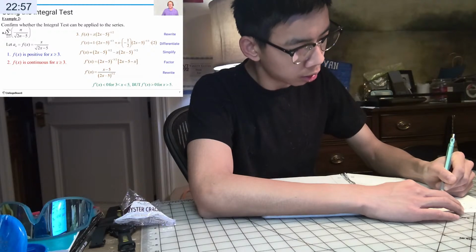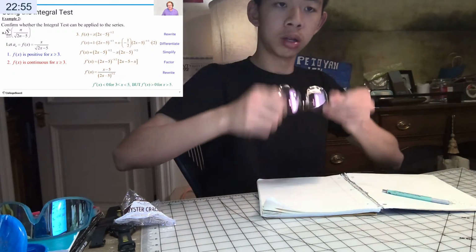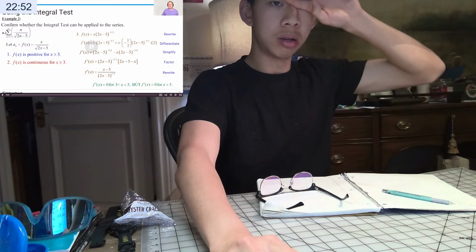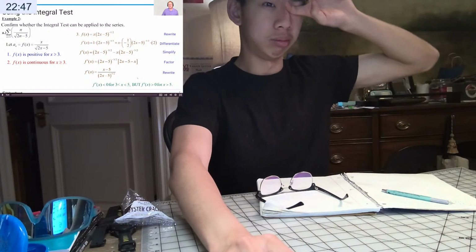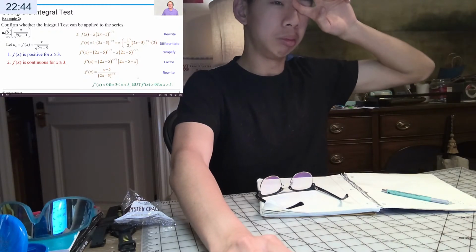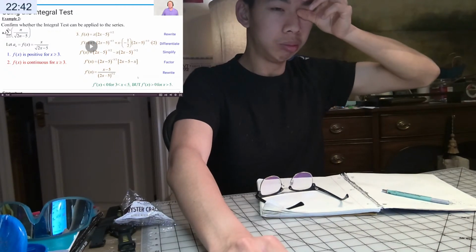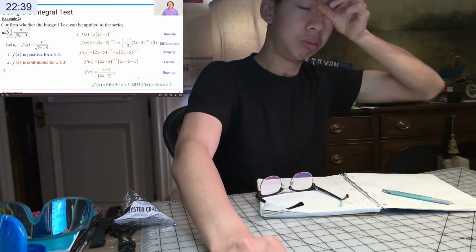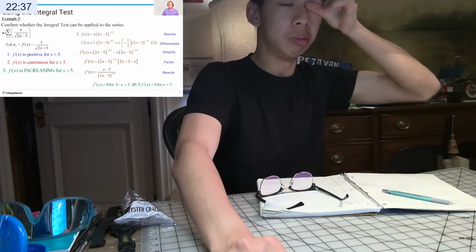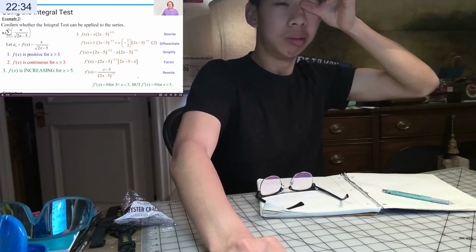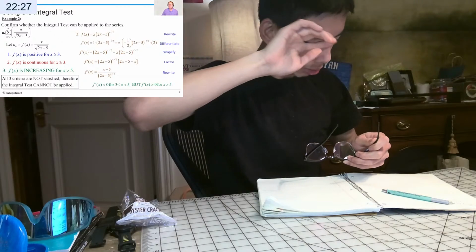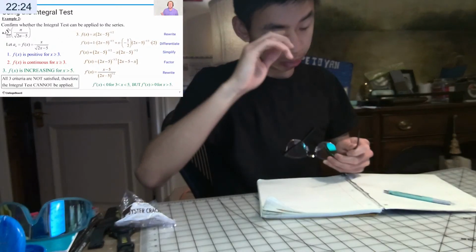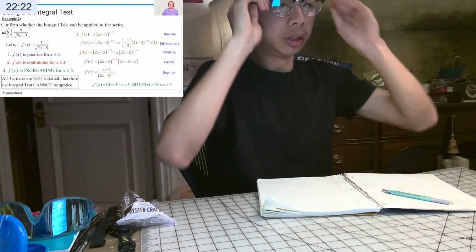Then we have an issue, and that is the derivative of f is going to be positive. Therefore, our function is no longer decreasing. In fact, this function is certainly increasing for values of x that are larger than 5. And that just simply means that since all three of the criteria are not satisfied, the integral test cannot be applied in this situation.